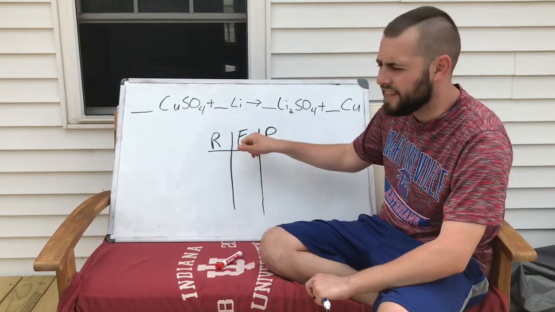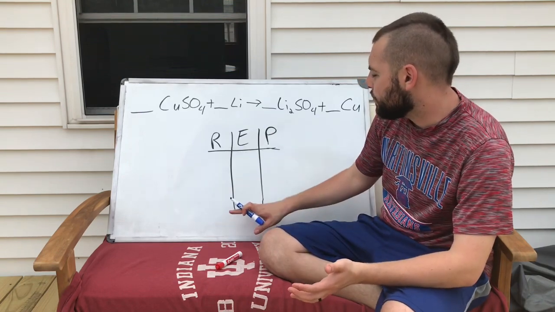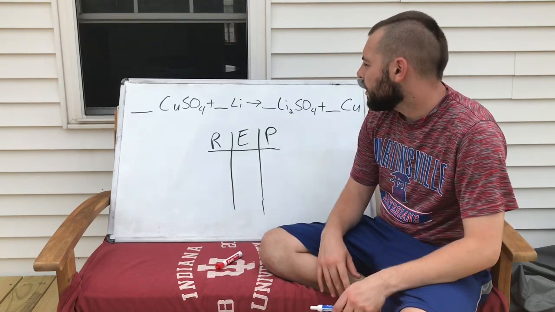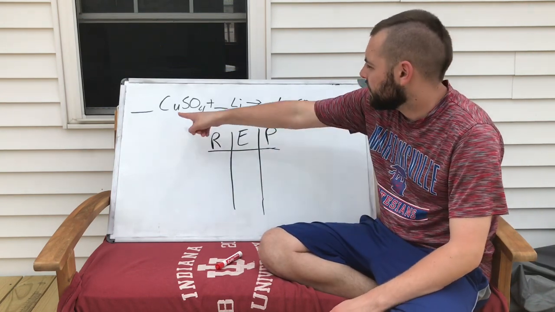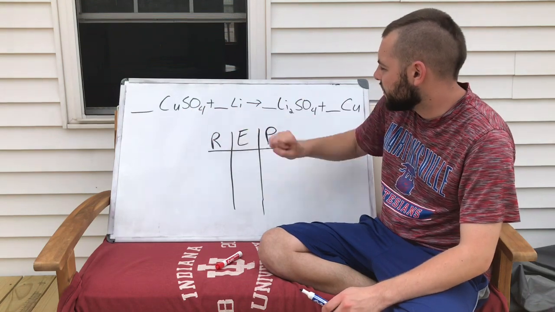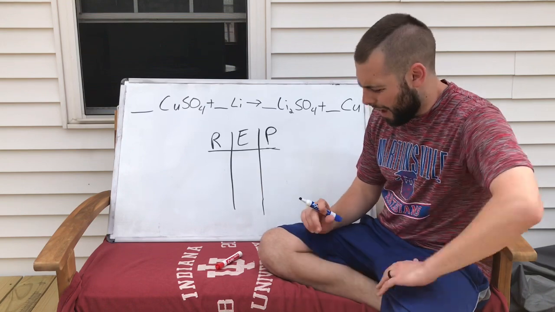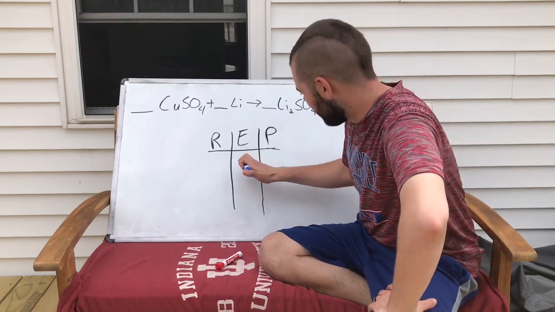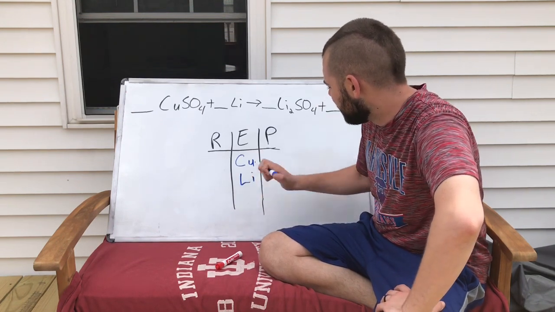So let's start with E for elements. I need to see which elements I have, and I'll put them here in this column. I'm looking at 4 different elements in this reaction: copper, sulfur, oxygen, and lithium. But I'm going to show you a shortcut here. I'm going to list copper, and I'll list lithium.